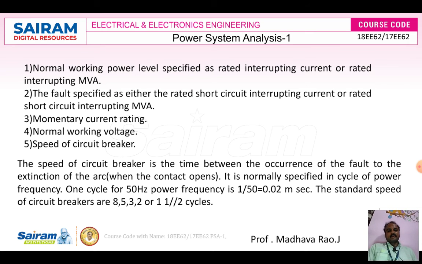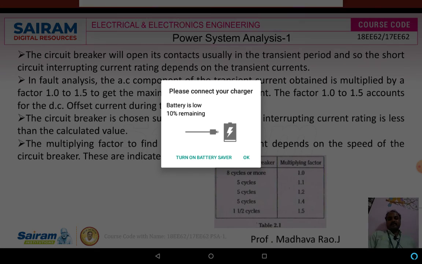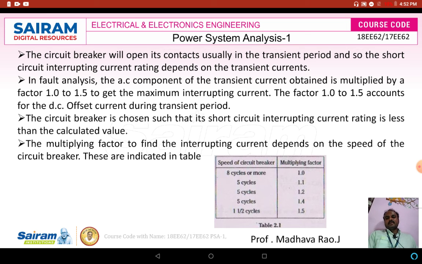Now we will see the ratings, the multiplication factor of circuit breaker. The circuit breaker will usually open the contacts in the transient period, so the short circuit interrupting current rating depends on the transient currents. The factor varies from 1.0 to 1.5 and accounts for the DC offset current during the transient period.